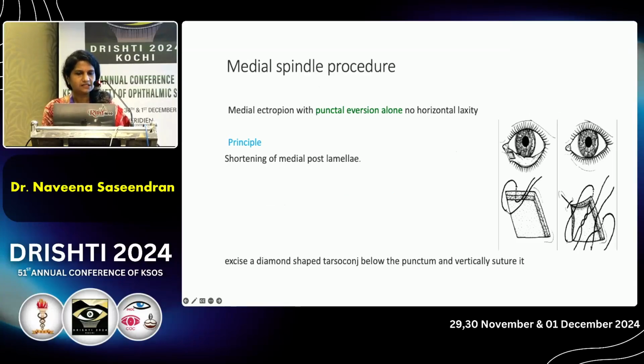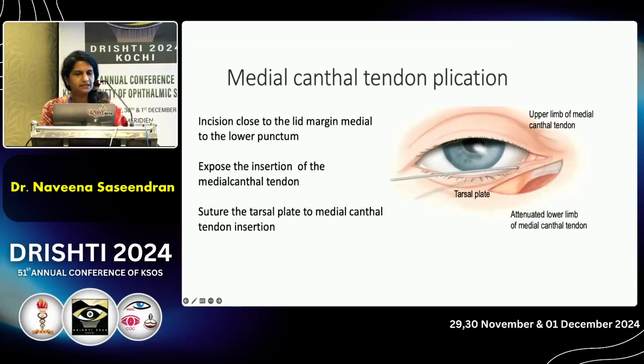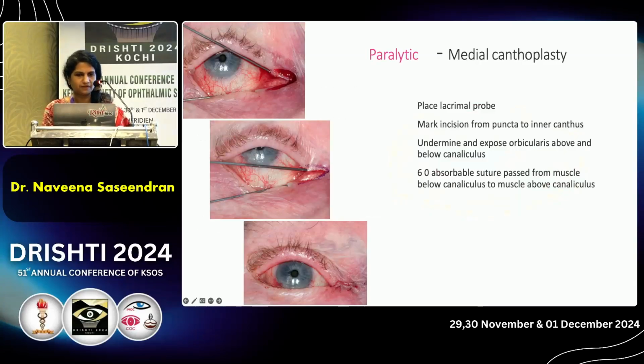If it is a punctal eversion alone, it can be managed by excising a diamond-shaped tarsoconjunctiva below the punctum and suturing it vertically, which will invert the lid. So, thereby we are shortening the medial posterior lamellae. If it is associated with medial horizontal laxity, a LACT procedure is indicated, where we will do horizontal shortening at the medial end. In medial canthal tendon plication, the medial tarsal plate is identified and it is sutured to the medial canthal tendon insertion.